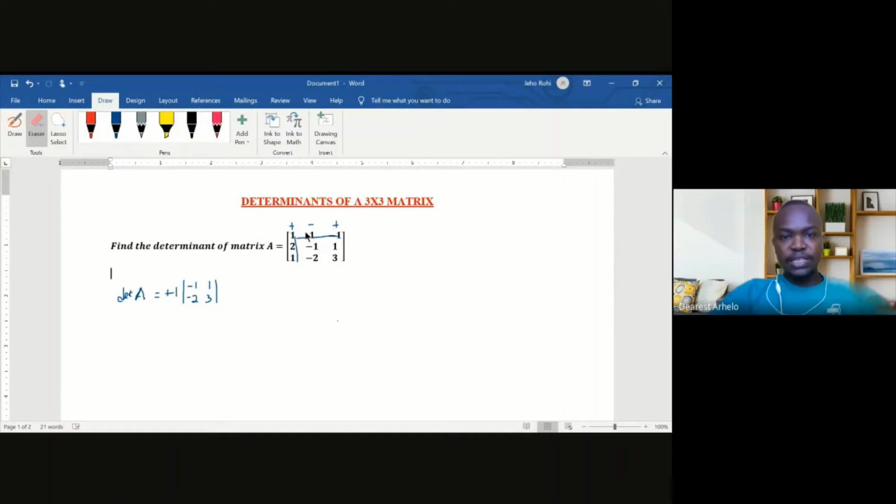So I can do the same thing for the other two scalars. For minus 1, I can draw a vertical line, then from minus 1 I draw a line to the middle. So I'm left with 2, 1, and 1 and 3. So minus 1 is our scalar: minus 1 times the determinant of 2, 1, 1, 3.